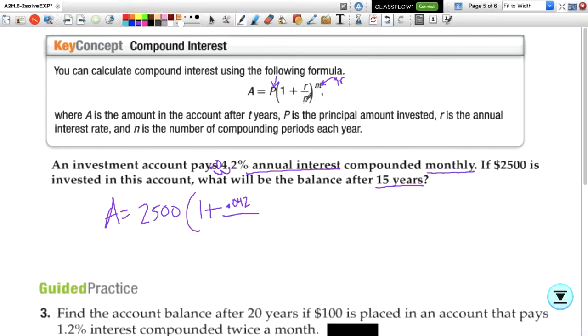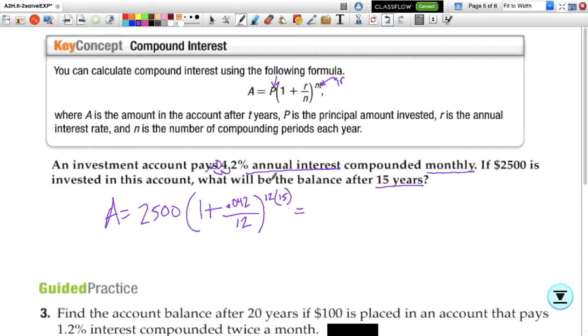over N. And N, again, it's kind of weird, is the number of times that it's compounded annually. So compounded means they're doing this actual calculation every month. So how many times does that happen in a year? 12. So our N value is 12. So we'll have an N times T out here. T is always your amount of years, right? So we're going to put a 15 there.